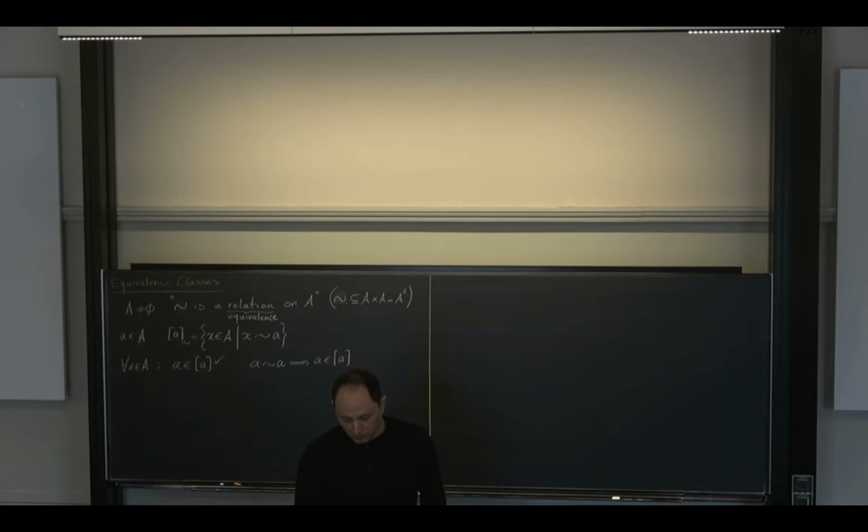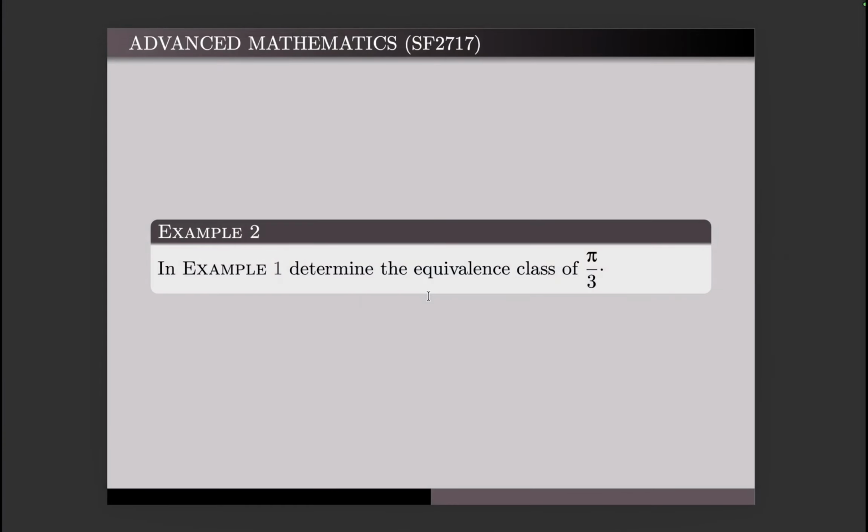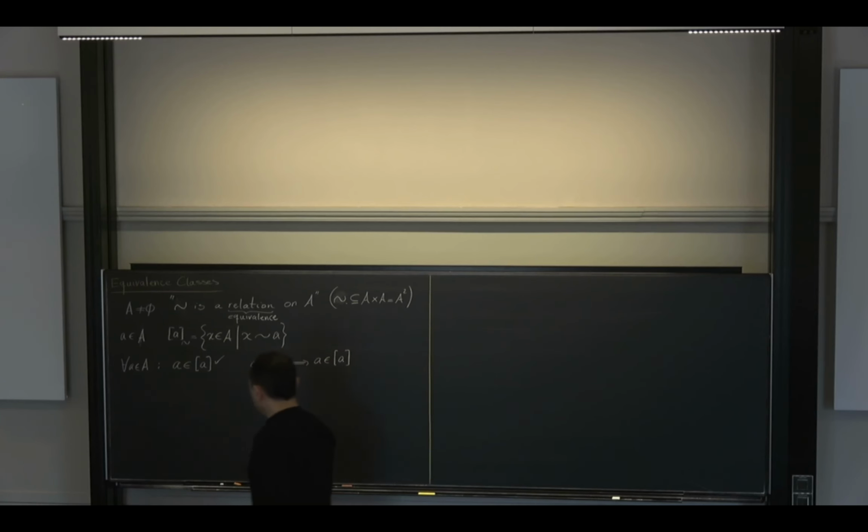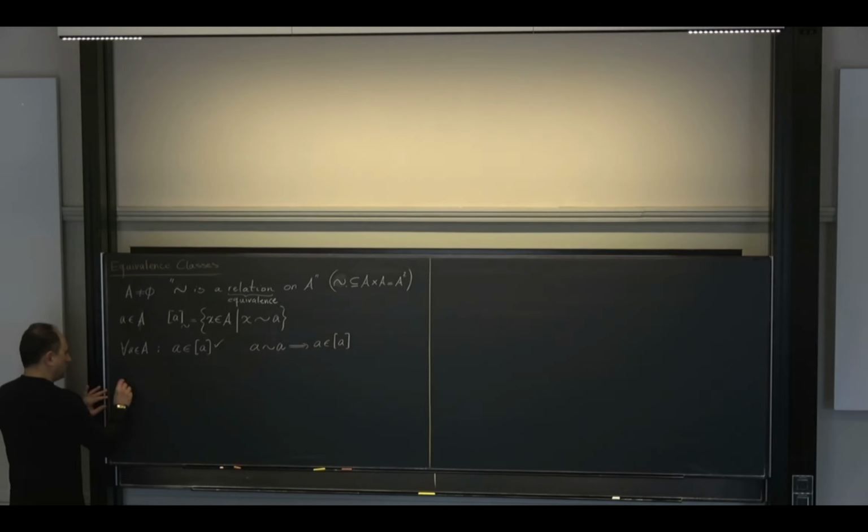So in example 1, determine the equivalence class of pi over 3. And if we go back, I think there is a link here. Example 1 was this example, so let me write it here for you. We did this before. In this example 1, A was defined to be from 0 to 2 pi.